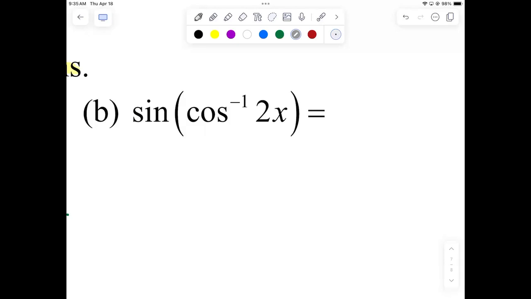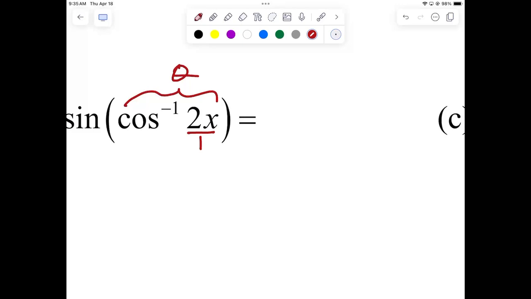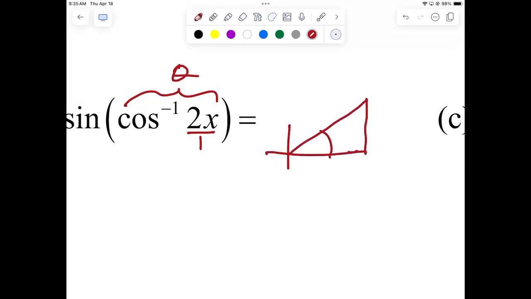Let's try another one. Sine of inverse cosine of 2x. Is 2x an angle or a ratio? It's a ratio, so I'm going to put it over 1. And then this is going to give me some angle theta. So I'm going to come off to the side here. I'm going to draw just a little first quadrant triangle because I don't know if x is positive or negative. There's theta.